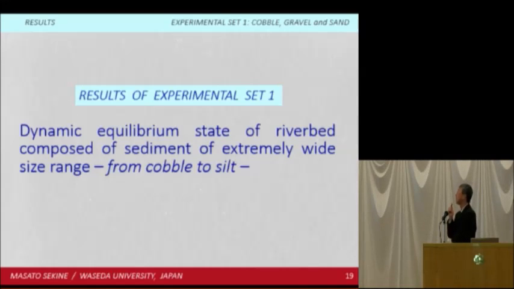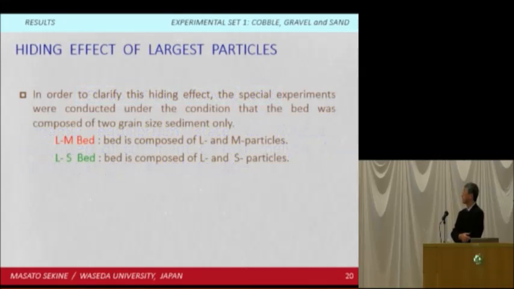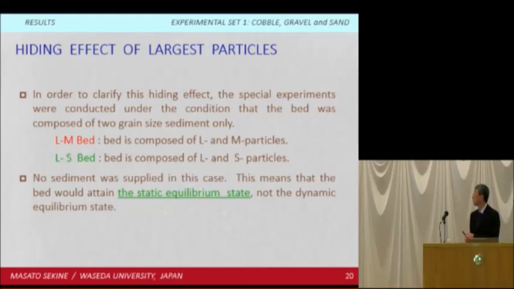Hiding effect of largest particles. In order to clarify this hiding effect, special experiments were conducted under the condition that the bed was composed of 2 grain size sediments only. One is an LM bed experiment. Another is an LS bed experiment. No sediment was supplied in this case. This means that the bed would attain the static equilibrium state, not the dynamic one.